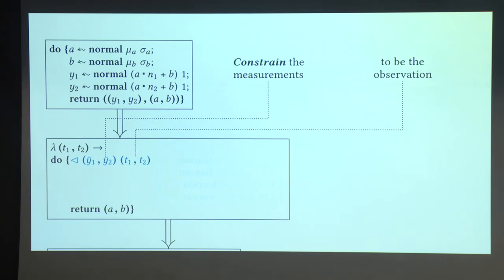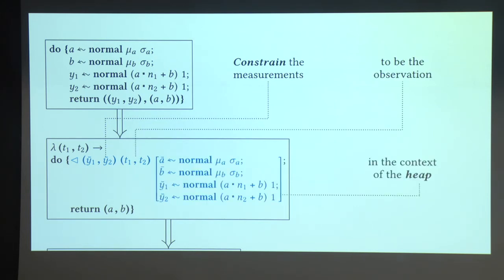And constrain works in the context of a heap, which we can think of as a state which contains the variable bindings and which variables have been constrained and which variables are supposed to be inferred. This heap changes throughout the disintegration process. So how is constrain built? How do we define that? What does it even mean to constrain a pair of measurements?